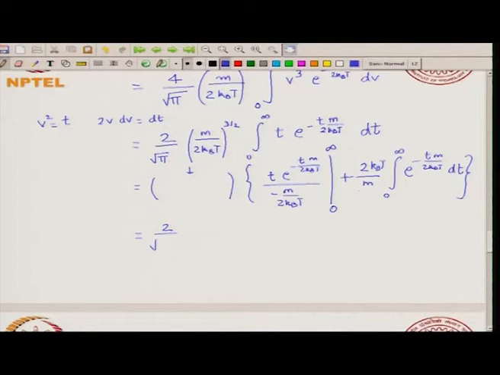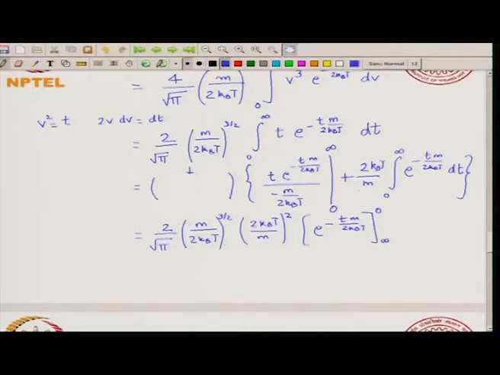So, I will just write it out right now. 2 by root pi, and I have m by 2 kBT raised to 3 by 2, and I have 2 kBT by m, whole squared, and then what I have is e to the minus t m by 2 kBT. The second square came from doing this integral. But there was a minus sign, so the limits are actually infinity to 0. When t equals 0, this is equal to 1, and when t equals infinity, this is equal to 0. So, this is just 1.